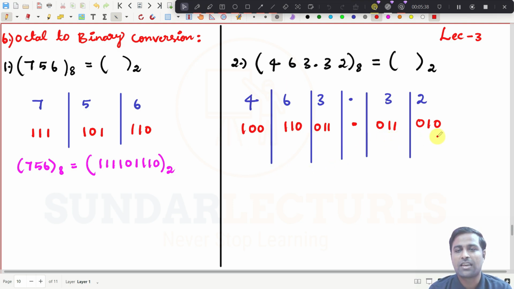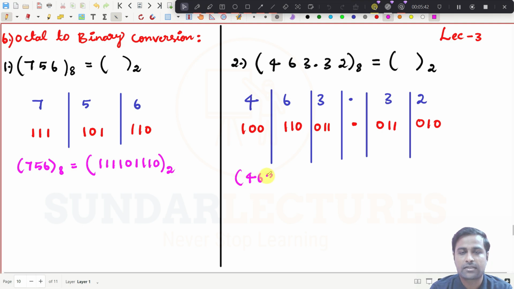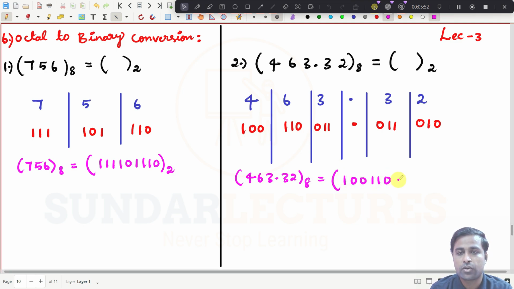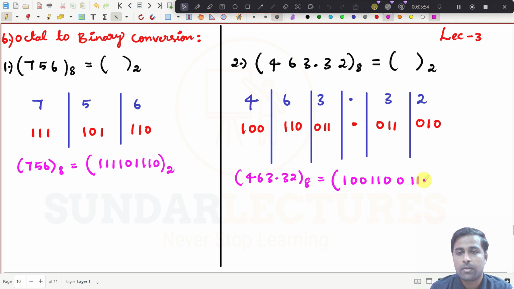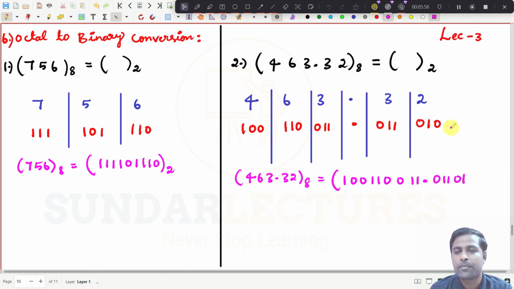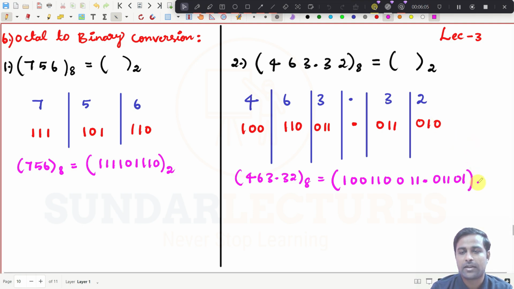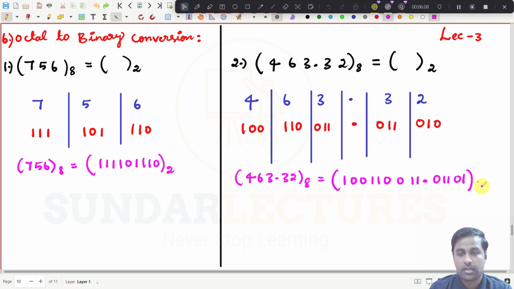So now this is the final answer. You can directly write 463.32 at the base of 8 is equal to, straight away you write all these values: 100 110 011 point 011 01. See, after the point, this 0 is an invalid thing. You don't need to put this 0. Even if you put it, it is not a wrong answer. This is the base 2. That's all. We have converted.